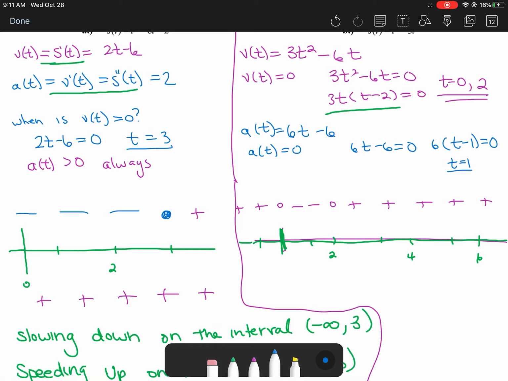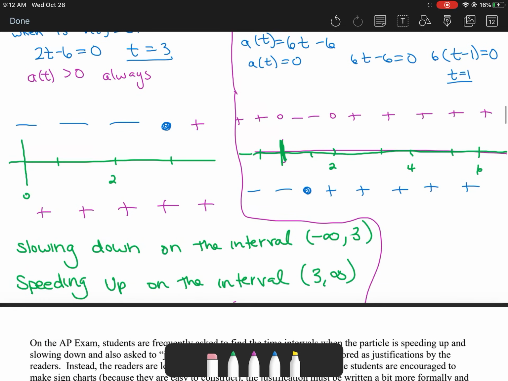Okay, so now let's go to acceleration. Well, acceleration is 0 at 1, so I'm going to notate my 0 here. Now I want to do the same thing, so I'm going to pick a value. Well, 0 is a really great number to pick. If I pick 0, I'm going to get a negative number, so it's negative. And then let's say I pick a number bigger than 1, so let's say 2. I'm going to get a positive number, so that's positive. Okay, so now I can go ahead and answer the question.